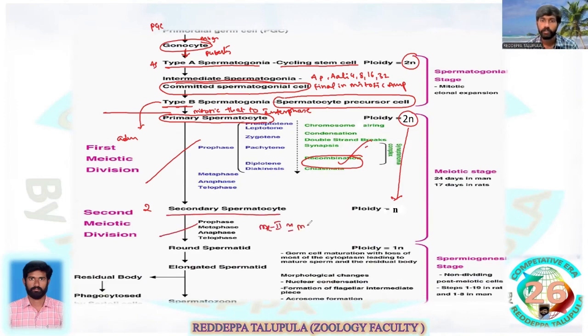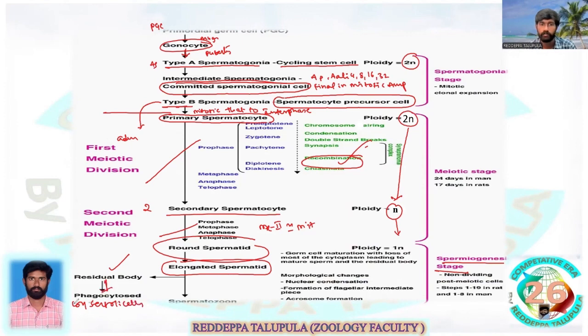Which is similar to mitotic division, so there is no difference in the ploidy. Spermatids are produced. These undergo the spermiogenesis stage and are converted into elongated spermatids plus residual body. These residual bodies are phagocytosed by the Sertoli cells, and these elongated spermatids will be formed into matured spermatozoa or sperms. Okay, this is the overall process that is present in spermatogenesis. It is the chart. Okay, next.